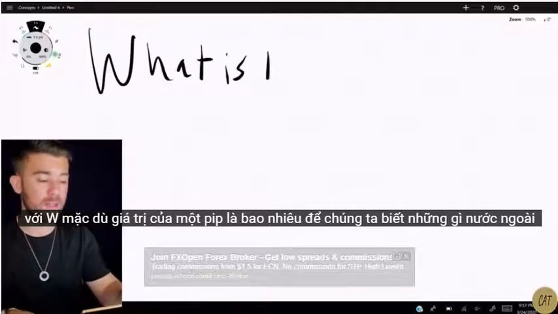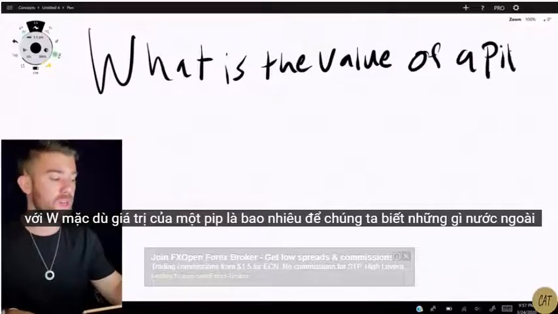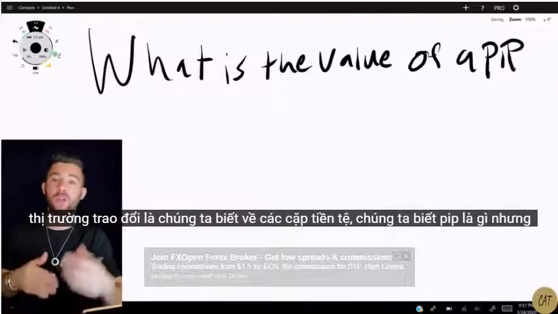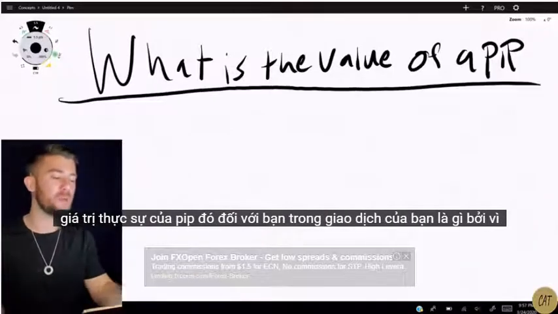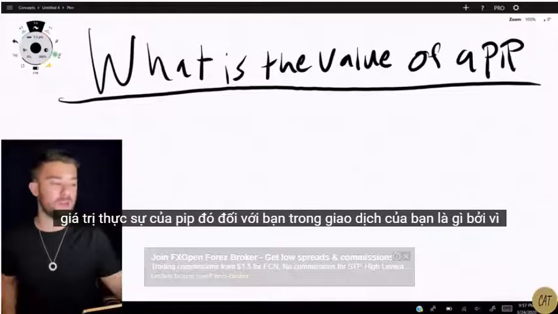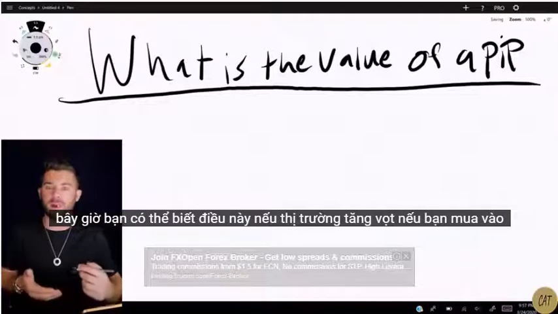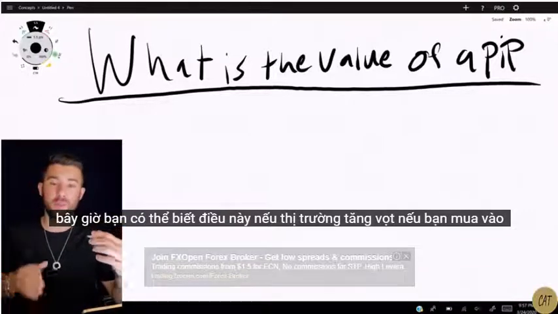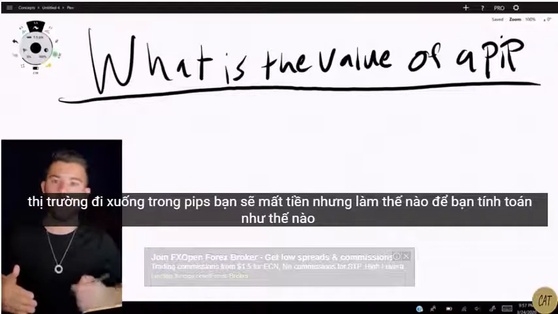What is the value of a pip? So we know what the foreign exchange market is, we know about currency pairs, and we know what a pip is, but what is the actual value of that pip to you in your trading? Because, well, you probably know this by now. If you buy and the market moves up in pips, then you're going to make money. If you sell and the market goes down in pips, you're going to lose money.